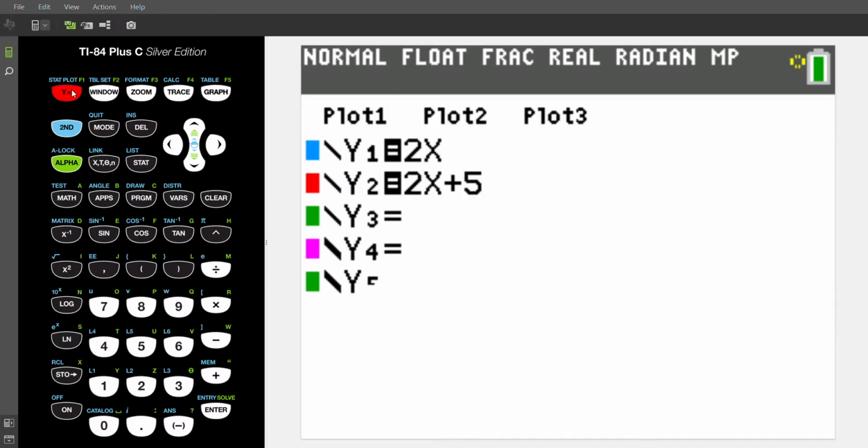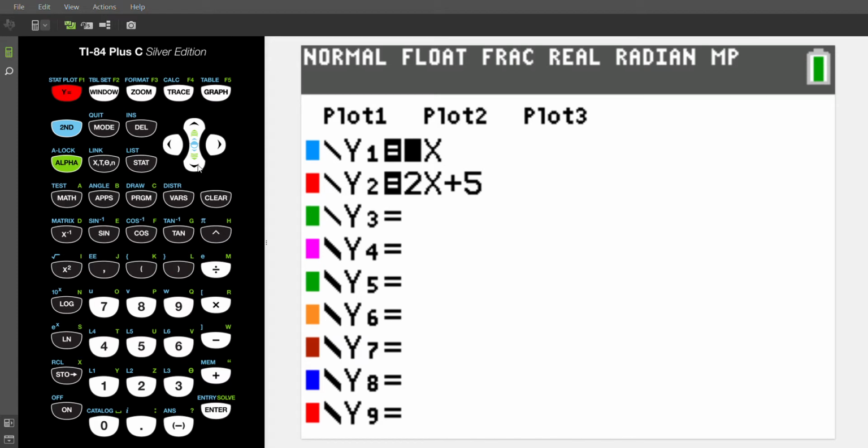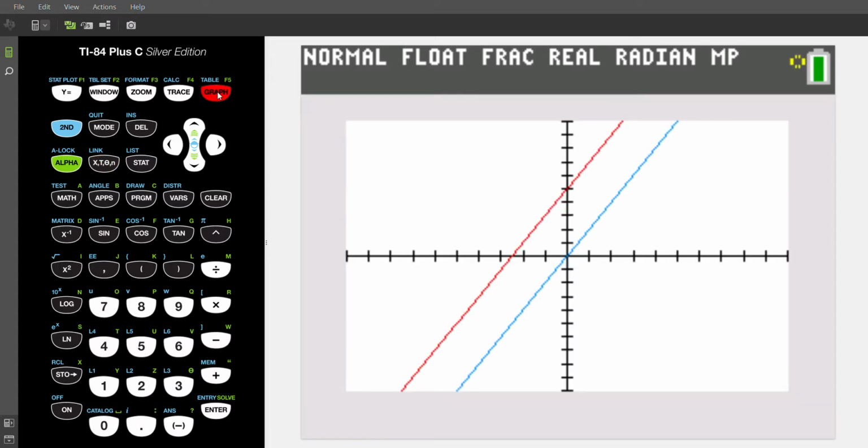So we could actually put in a third one in y sub 3, and we could look at something like y equals 2x subtract 5. And we could probably guess that that's probably going to move the graph down 5. And sure enough, there it is, crossing down here at -5 instead of up here at 5.